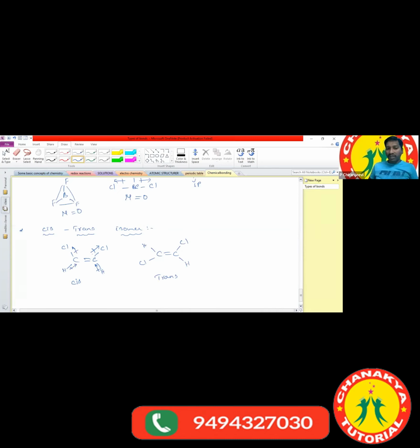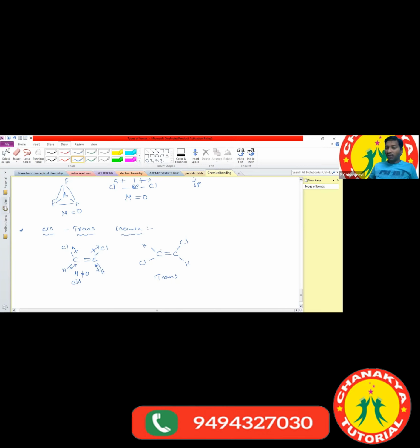Vector quantity is present in the same direction. When the vector quantity is present in the same direction, mu is not equal to 0, because these arrow marks are moving in the same direction, in the upward direction. Whenever they are present in the same direction, mu is not equal to 0.